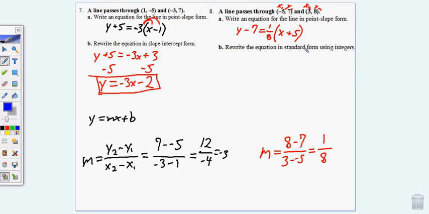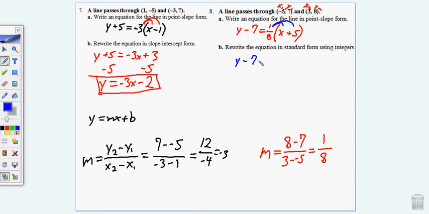Now we need to write this into standard form. Remember, standard form means we have x and y on the same side, and we have no fractions. So I can already tell we do have a fraction here. We're going to have to get rid of that at some point. First, I'm going to go ahead and distribute this just to get rid of our parentheses.